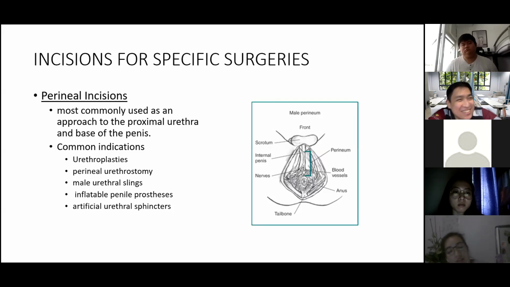Next is the perineal incision. It is most commonly used as an approach to the proximal urethra and base of the penis. Common indications for this incision are urethroplasties, perineal urethrostomy, male urethral slings, inflatable penile prosthesis, and artificial urethral sphincters.